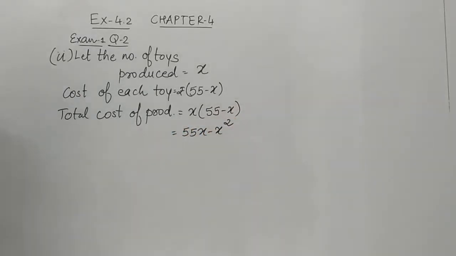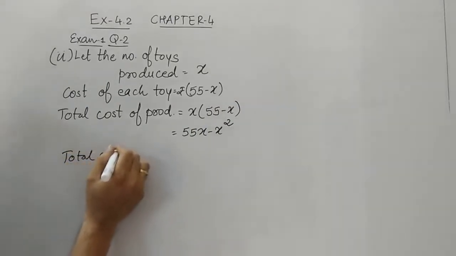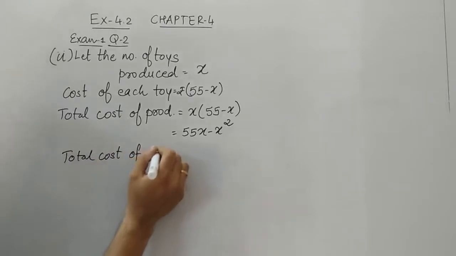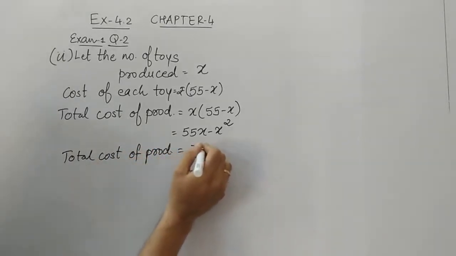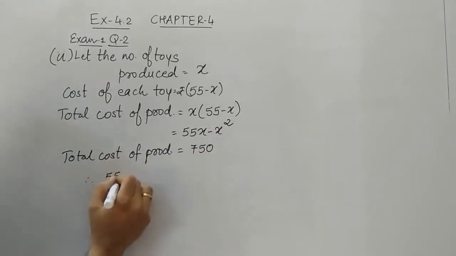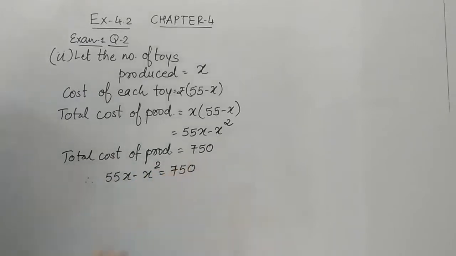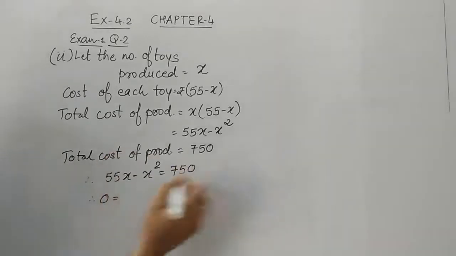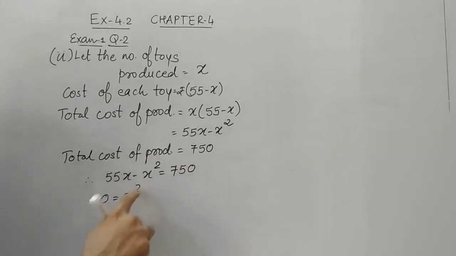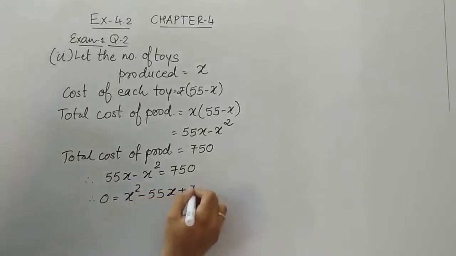In the question they have given the total cost of toy production, that is 750. So nothing, we just have to compare these two. So it is 55x minus x square is 750. As we discussed earlier, we should never keep the coefficient of x square negative. So we are taking both the terms to the right hand side. So x square becomes positive, and this becomes negative. And 750.